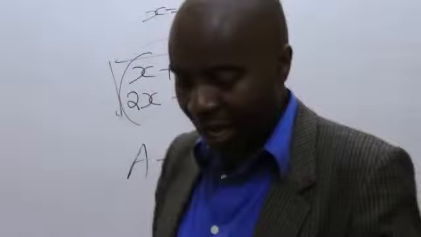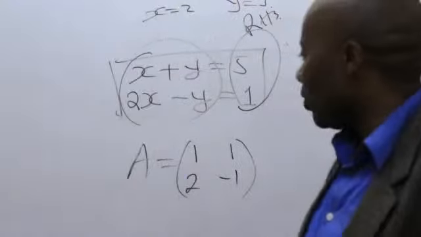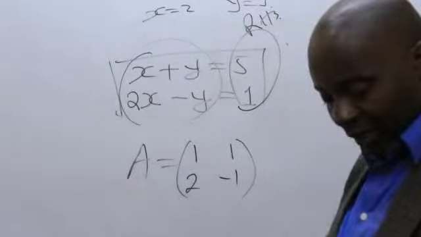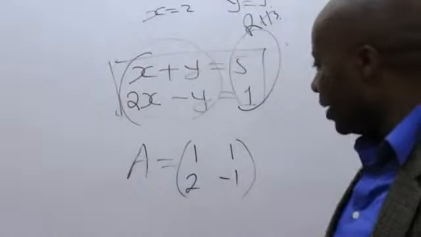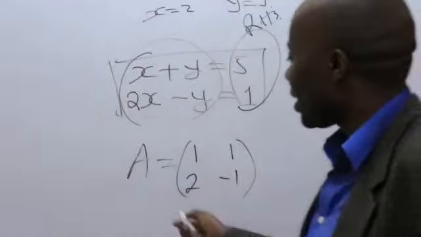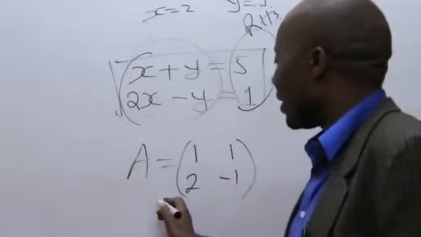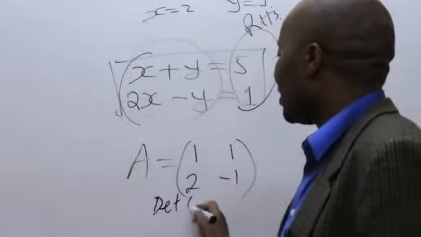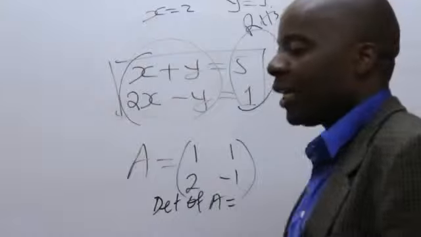So what we have here, ladies and gentlemen, once you have given me this matrix, to inverse it, the first thing that I'll do is to ascertain the determinant. Give me the determinant of A. How do we get the determinant of this matrix?